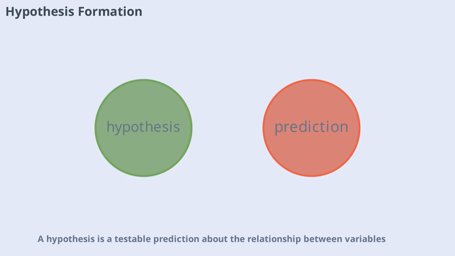A hypothesis is a testable prediction about the relationship between variables. In educational psychology, forming a hypothesis helps researchers design studies and interpret results.